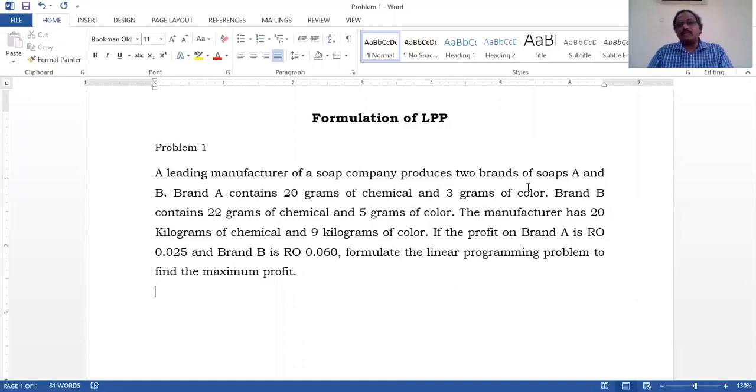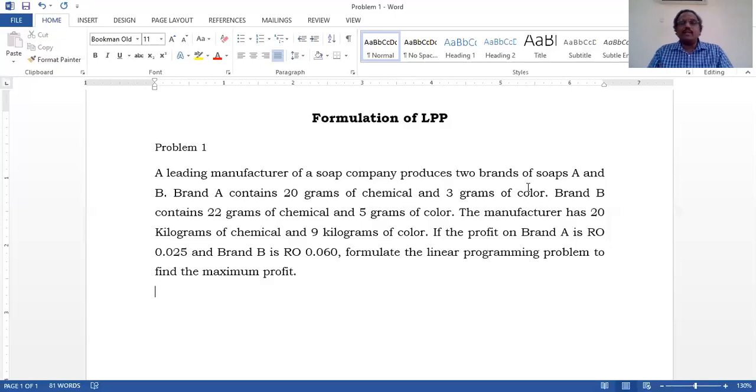A leading manufacturer of a soap company produces 2 brands of soaps, A and B. There is a manufacturer, and he is producing 2 major brands. One is soap A and another one is soap B. You know very well that soap has different compositions. They have defined the requirements of the composition. Brand A contains 20 grams of chemical and 3 grams of color. Brand B contains 22 grams of chemical and 5 grams of color.